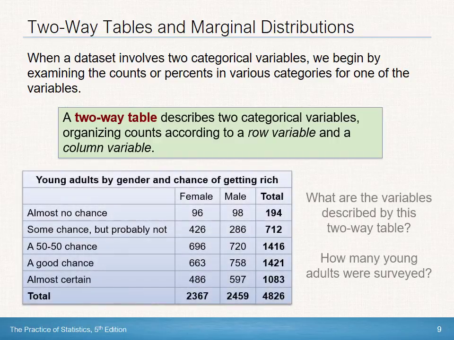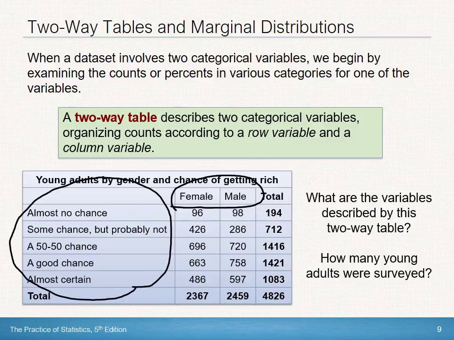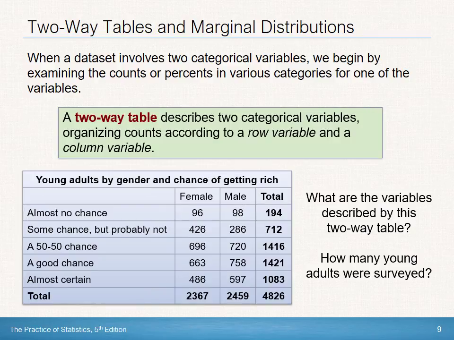We're going to look at an example. Here we have young adults by gender and chance of getting rich. So those are our two variables. We have their gender, male and female. That's the first variable. And then we have their chance of getting rich. What they did was they took a group of young adults and asked them, what do you think your chances are of getting rich? And then they separated them based on male and female. So almost no chance, some chance but probably not, 50-50, a good chance, or almost certain. Then they took whatever they got for their values and put it into their table here.